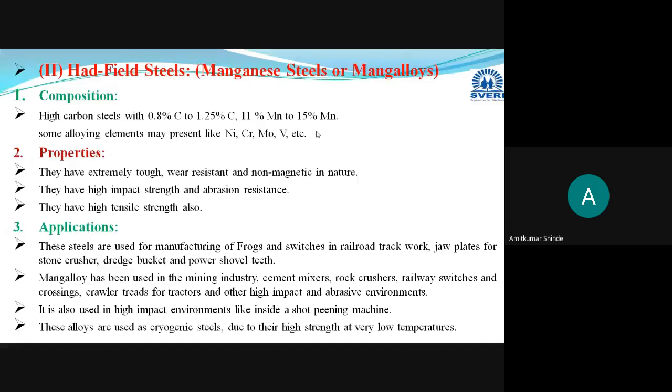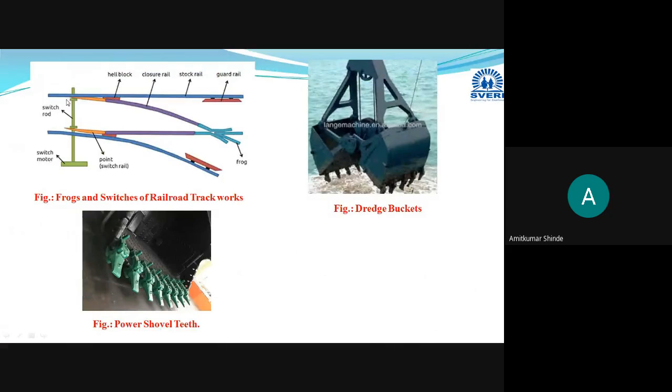Then there is the shot peening machine. Inside that shot peening machine also these steels are used. Then these steels are also used in the manufacturing of some kinds of cryogenic steel material, and that cryogenic steel material we use for the storage of super cold fuels like liquid oxygen. For that also these steels are used. Now in the next slide I will show you the diagrams of these applications. Here these are the diagrams. This is the railway track structure. Then what is the meaning of the switch and what is the meaning of the frog?